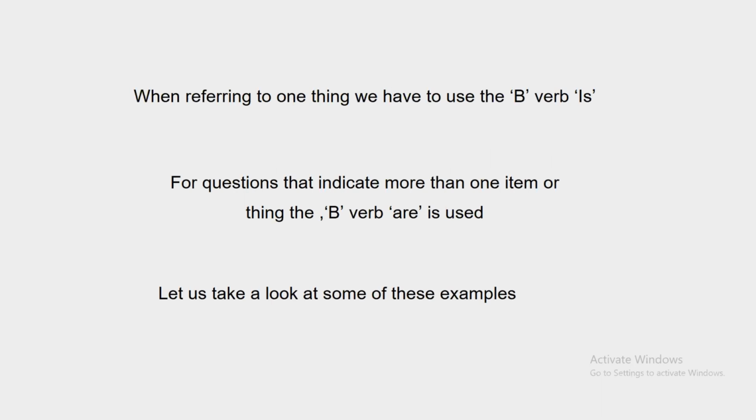When referring to one thing, we have to use the be verb is. For questions that indicate more than one item or thing, the be verb are is used. Let us take a look at some of these examples.